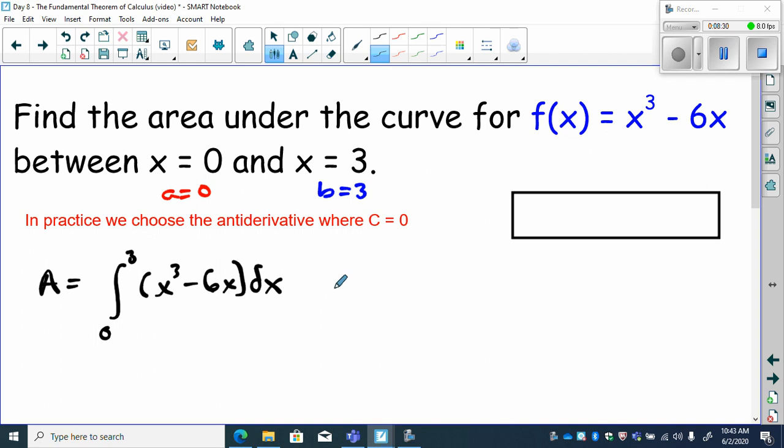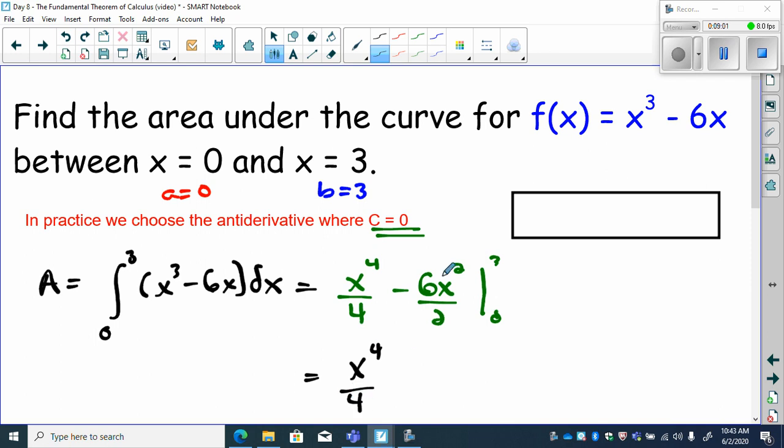This is going to equal, well, the first thing I'm going to do is find the antiderivative of x cubed. That would be x to the 4th over 4. Then I'm going to find the antiderivative of negative 6x to the 1st. Well, that would be negative 6x to the 2nd divided by 2. Remember, you're choosing the antiderivative where C is 0. And this would go from 0 to 3. I will clean this up. x to the 4th over 4. 6 divided by 2 gives me negative 3x squared. And again, I'm going from 0 to 3.